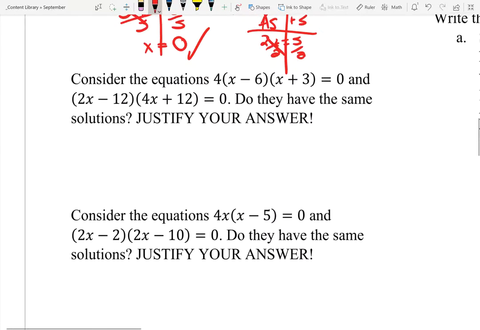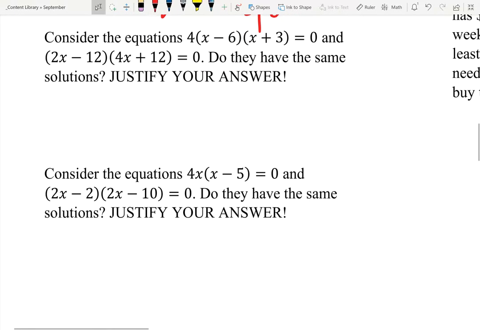So moving on, consider the equations: 4 times (x minus 6) and (x plus 3) equals 0, and (2x minus 12) and (4x plus 12) equals 0. Do they have the same solutions? Justify your answer. So I'm just going to solve both of these, and we'll see if they have the same answer. And because I show my work, showing my work will be the reason why it's justified. I can't just say, yes, they have the same solutions, and then not show my work and prove it. So I need to make sure that I prove it. And I don't even know if it's yes. I haven't worked it out yet.